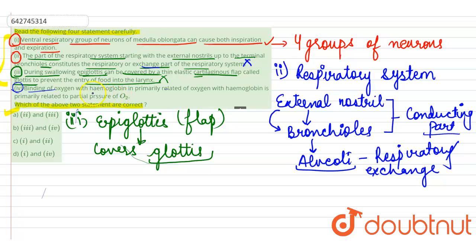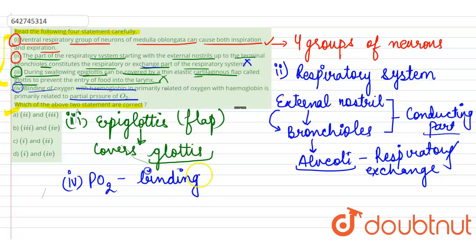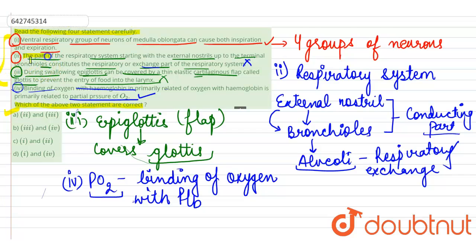Statement 4 is that the binding of oxygen with haemoglobin is related to the partial pressure of oxygen. We know that the partial pressure of oxygen is the factor that determines the binding of oxygen with hemoglobin. So this 4th statement is also correct. So our incorrect statements are statement 2 and statement 3, and 1 and 4 are the correct statements.